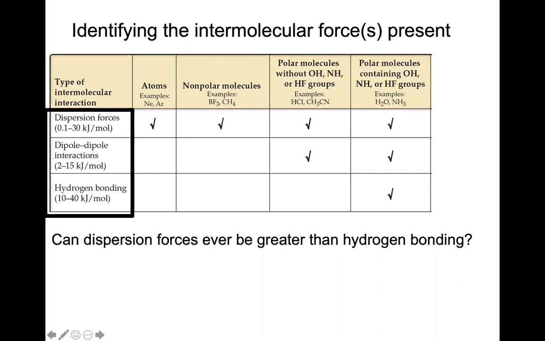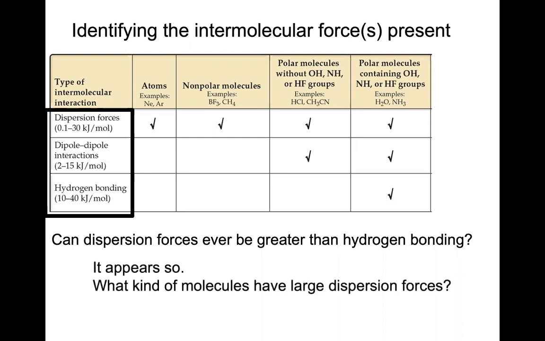Can dispersion forces ever be greater than hydrogen bonding? Well, let's look at it. Dispersion forces go from very small, 0.1, up to 30 kilojoules per mole. Hydrogen bonding from 10 to 40. So could dispersion forces ever be greater than the hydrogen bonding? It appears so. You could have dispersion forces exceed those of a hydrogen bond.